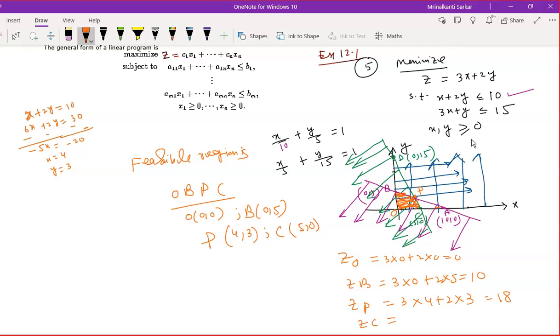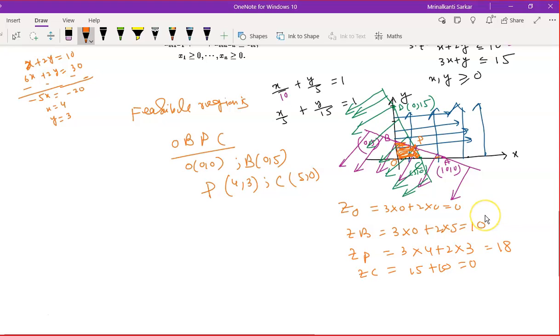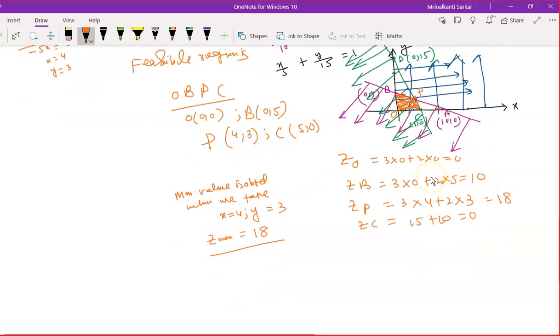Z at C is 15 plus 0, that is 15. So you all can see the maximum value occurs at P. The maximum value is obtained when we take x = 4, y = 3, and Z max is equal to 18. This is a maximization problem. It is solved fully from your textbook. Only I have taken this.